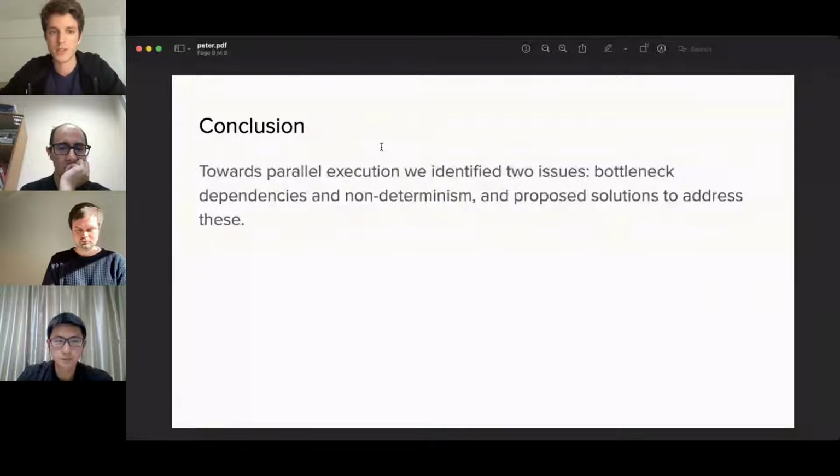So to summarize our work, our goal is to work towards parallel execution of blockchain transactions. We pointed out two issues. One is bottleneck dependencies, and the other one is non-determinism. In our paper, we proposed some approaches to solve these issues, and we hope to unlock further research towards parallel execution of blockchain transactions.